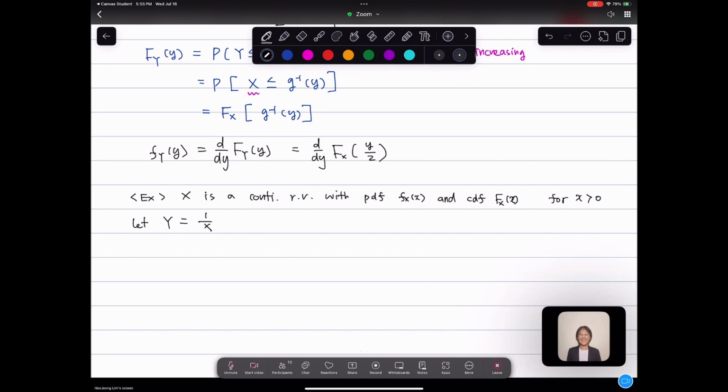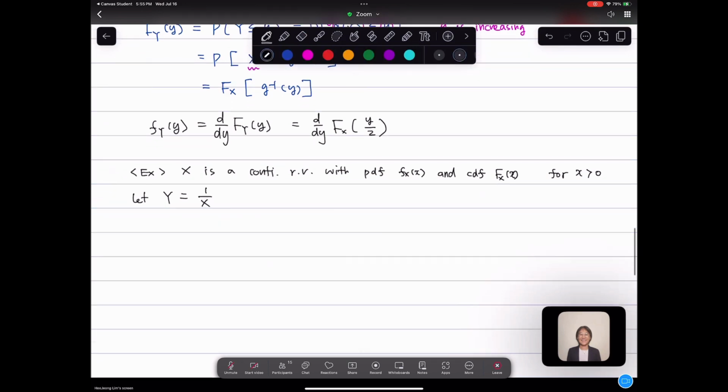So let's get this. I want my 1 over X. So I want the distribution of this. So I would like to determine the PDF of this 1 over X.